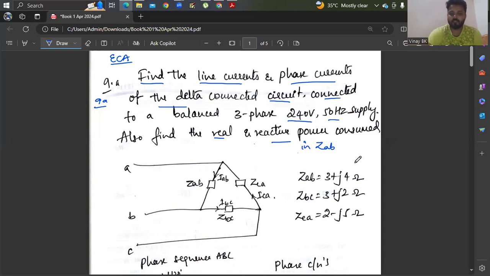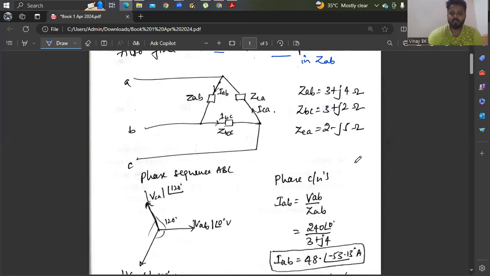They have only given the diagram, so just see the diagram. They are given ZAB, ZBC, ZCA, and this is the ABC sequence. As they have given the sequence ABC, if it were ACB, it would mean the ACB sequence. ZAB, ZBC and ZCA are all given.